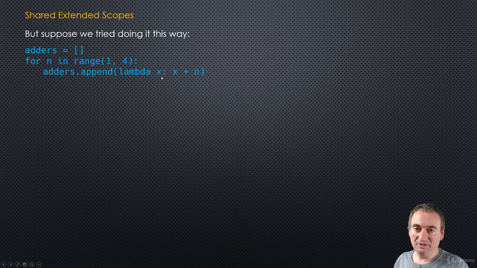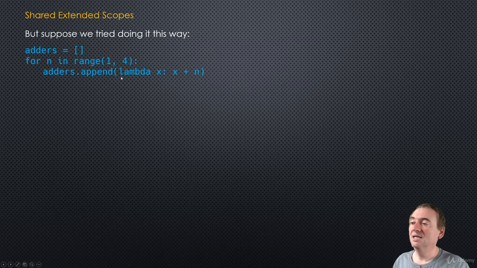So we're going to use a lambda expression, and what does the lambda do? Well, it's going to take in a single parameter x, just like that increment function did, and we're going to return x plus n. Now n is not defined as a parameter for lambda, so n is a free variable. We've just created a closure. And we then append it to the adders list.